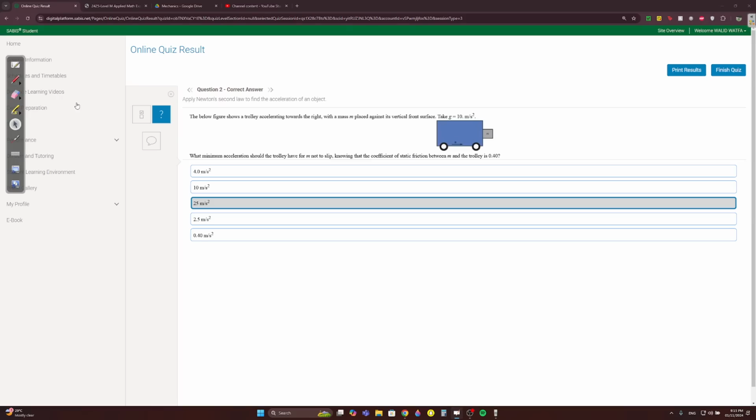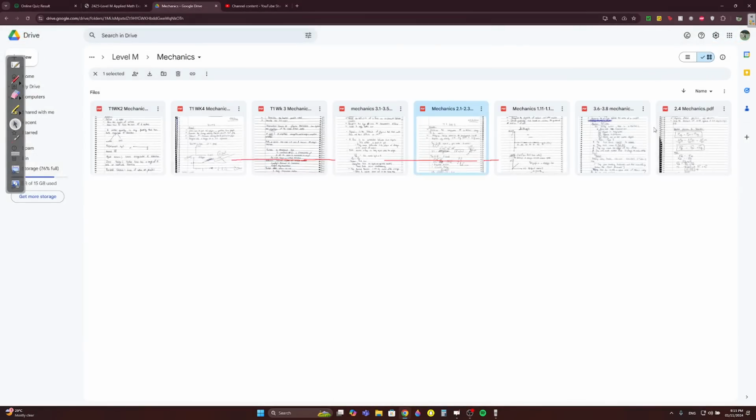Here the FBD is going to look a bit weird. We have the mass m placed against the surface. So this is mass m, this is the surface here. What is the minimum acceleration that the trolley should have for m not to slip, knowing that the coefficient of friction between the trolley and m is 0.4? If you don't know the formula, go back to the notes 3.6 to 3.8. All that's important when it comes to formulas is the friction formula.